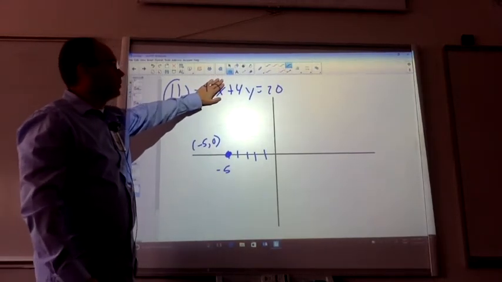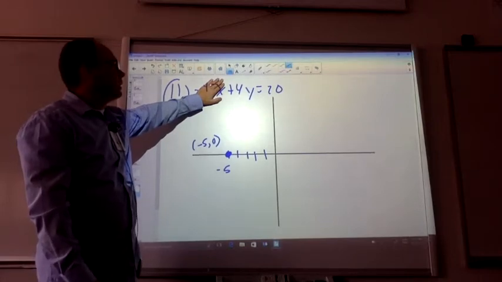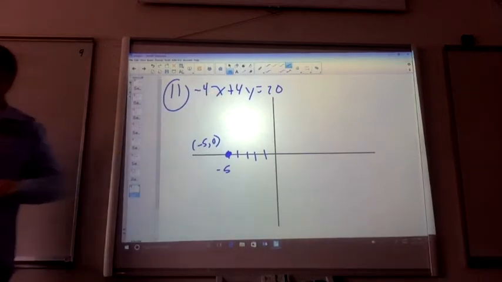All right, let's find where it crosses the y-axis. Okay, so I'm going to cover my x component. 4 times y equals 20. So 4 times what number gives me 20? Positive 5.